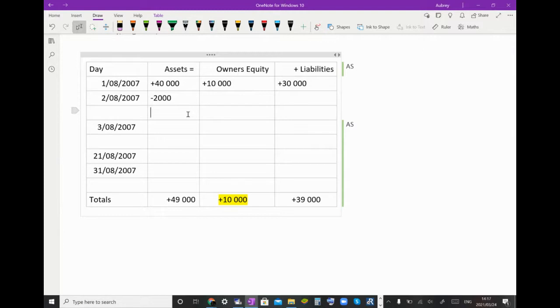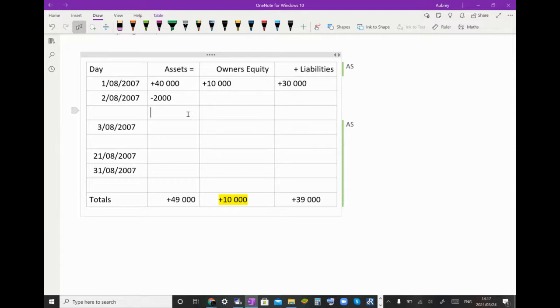Now we know that bank is an asset, right? So now the question is, if bank, which is an asset, is decreasing, what's also happening to our assets at the same time? Are they increasing or decreasing? They're decreasing, okay? So that's why we have a negative 2,000.